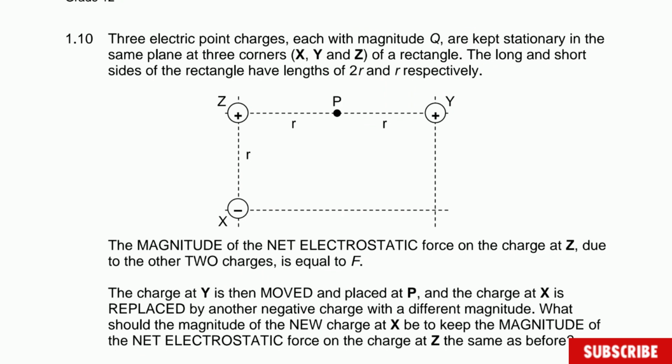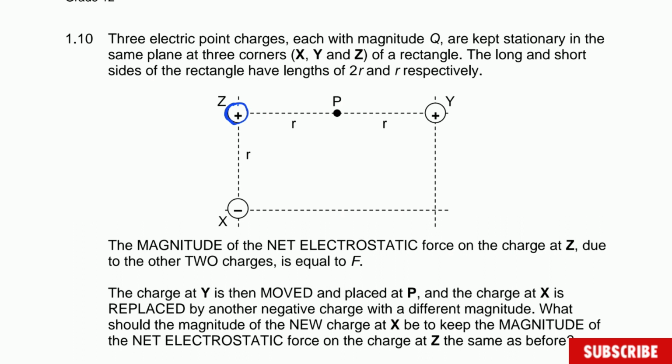Then the very final question, which is 1.10. Finally, 3 electric point charges, each with magnitude of Q, are kept stationary in the same plane at 3 corners X, Y, and Z of a right angle. The long and short sides of the right angle have lengths of 2r and r respectively, as you can see there in the picture, guys. The magnitude of the net electrostatic force on charge Z, we are talking about this charge here, due to the two charges is equal to F.